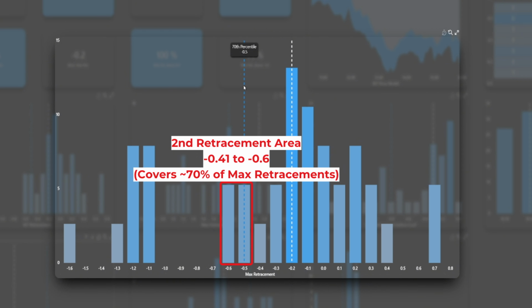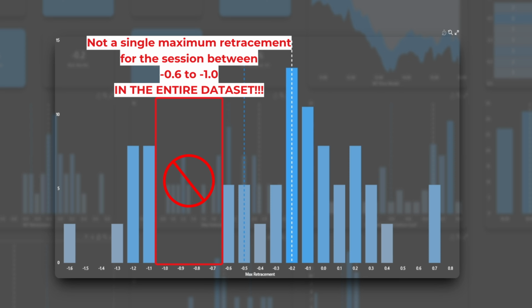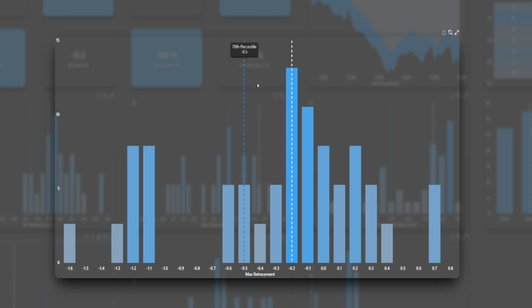Around 30% of sessions saw maximum retracements reach deeper than that. One critical note, from minus 0.6 all the way up to the IDR high at minus 1, not a single maximum retracement for the session, ever, in the entire dataset. That is a stop-loss placement gift. The third zone, minus 1.01 to minus 1.2. A deeper retracement area that appeared with enough frequency to be considered. 3 zones, 2 bullets. We will get to that.